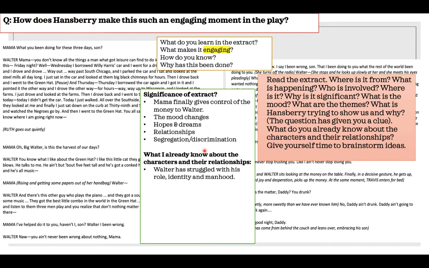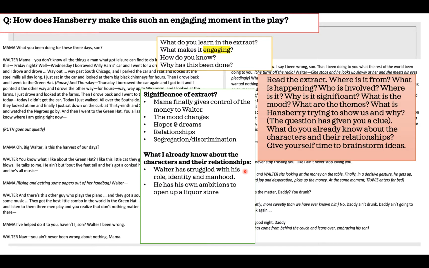So what you already know about the characters and their relationships, we know that Walter, throughout this play so far, up until this point, has struggled with his own role within the family, his identity as a father, a brother, a husband, and also a son. And also he has struggled with his manhood. He technically is the man of the house, yet we see that Mama makes a lot of the decisions and she wields a lot of the control and power within the house.